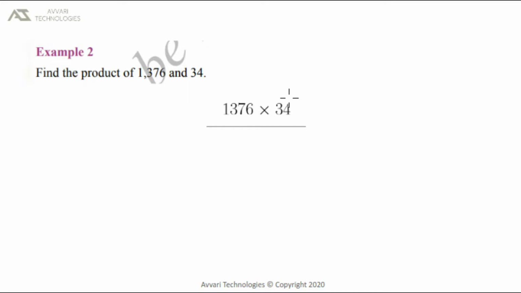Let us start with the unit place of the multiplier, which is 4. 4 into 6 is 24. We have carryover 2. Next 4 into 7 is 28. 28 plus 2 is 30. 3 is carryover. 4 into 3 is 12. 12 plus 3, that is carryover, is 15. 4 into 1 is 4. 4 plus 1 carryover is 5. We are done with the unit part of the multiplier.